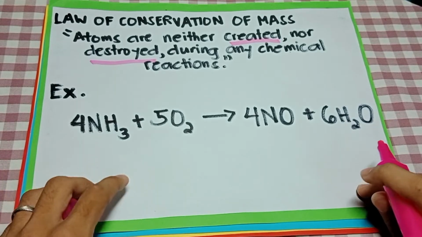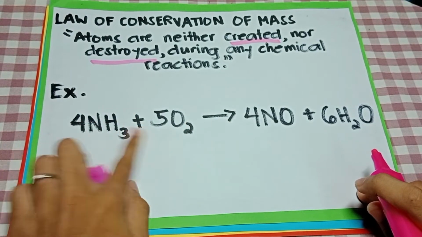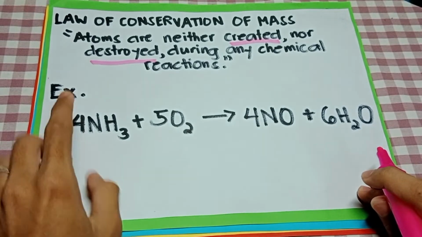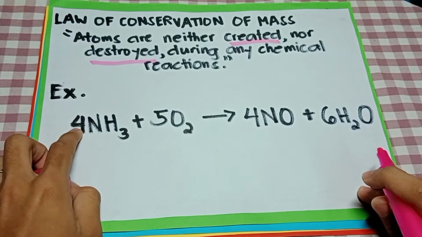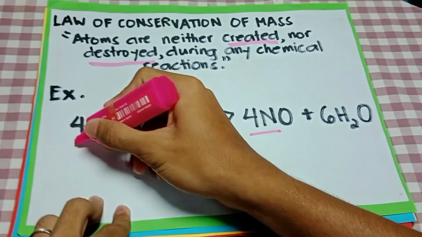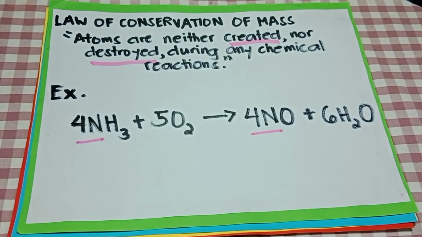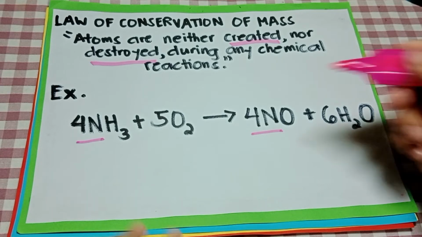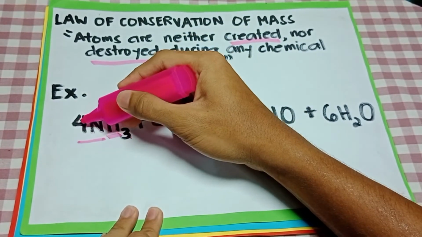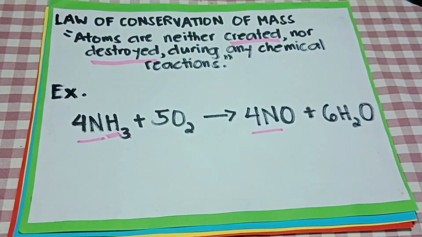As you can see, all of the elements on the reactant side are the same on the product side. For example, we have 4 nitrogens here, and on the product side we also have 4. Therefore, no atoms are destroyed. The only change occurring in chemical reactions is the rearrangement of the atoms. For example, hydrogen atoms: 3 times 4 is equivalent to 12.